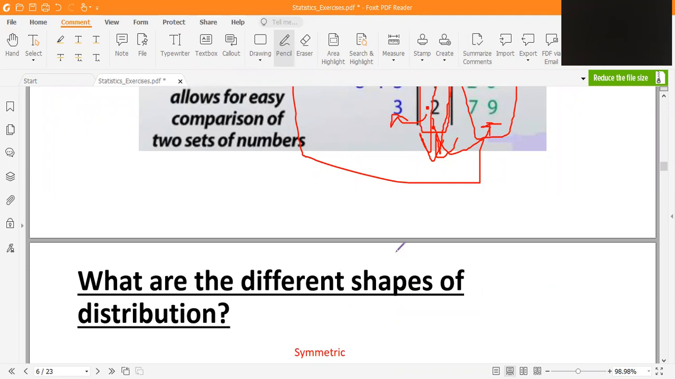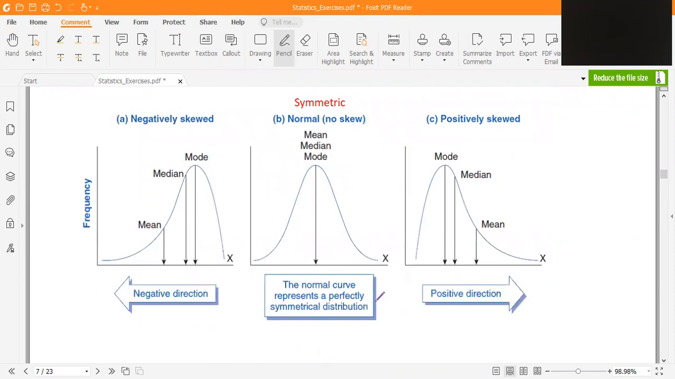What are the different shapes of distribution? We have the symmetric shape, like a bell, where the mean, median, and mode have the same value. Then we have the negatively skewed distribution, and then the positively skewed distribution.